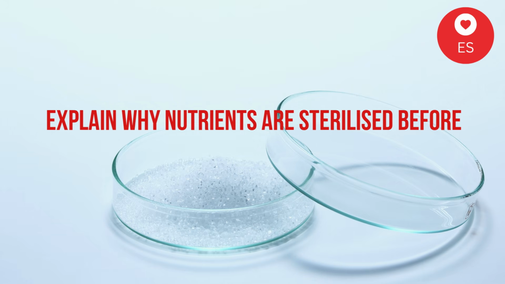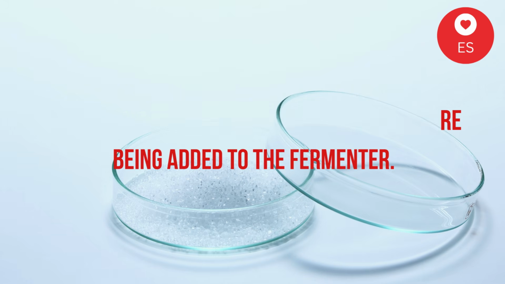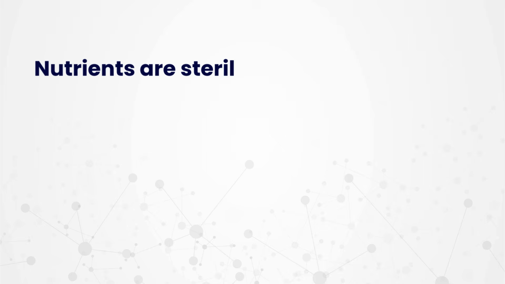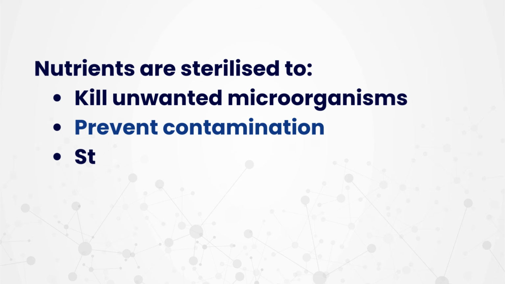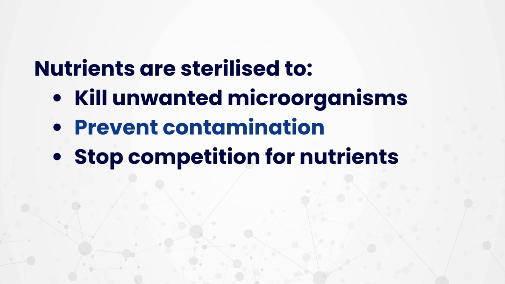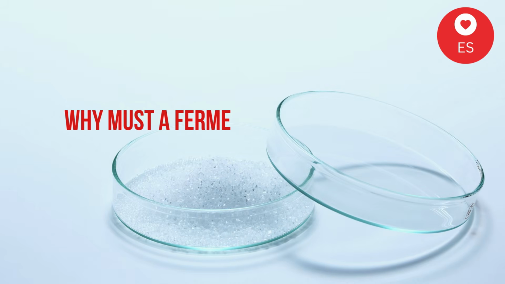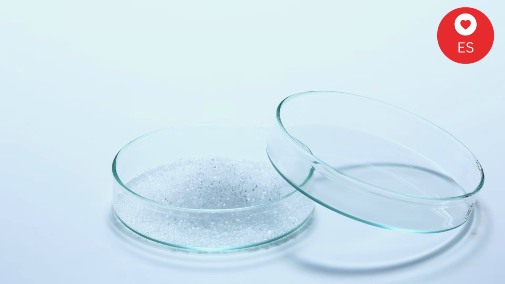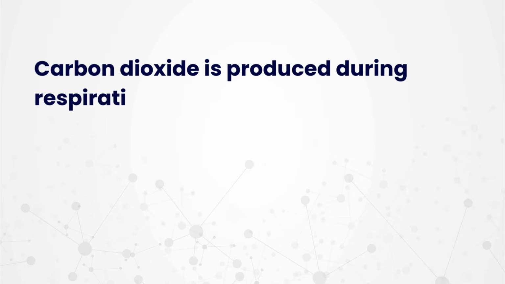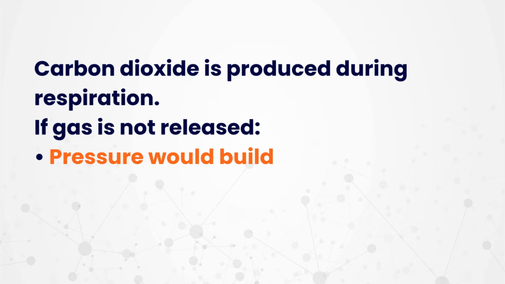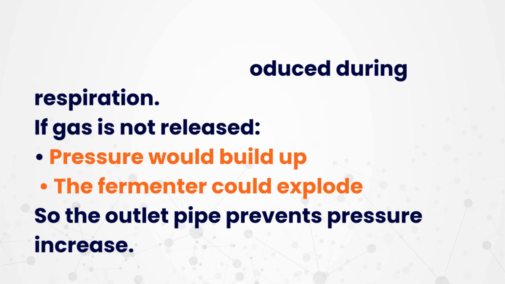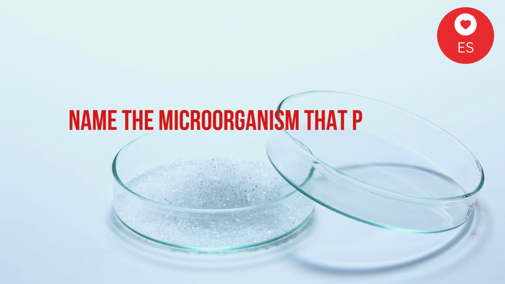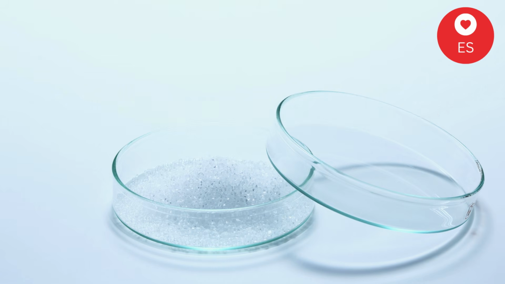Explain why nutrients are sterilized before being added to the fermenter. Nutrients are sterilized to kill unwanted microorganisms, prevent contamination, and stop competition for nutrients. Why must a fermenter have a gas outlet pipe? Carbon dioxide is produced during respiration. If gas is not released, pressure would build up. The fermenter could explode.